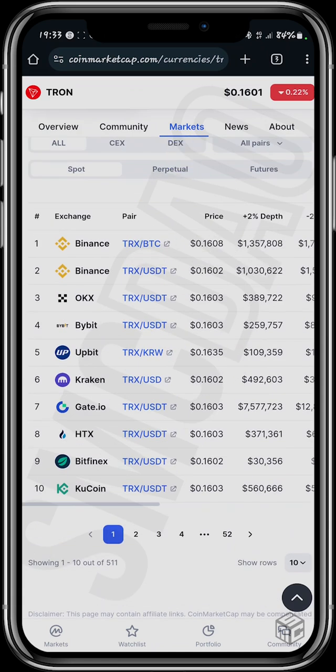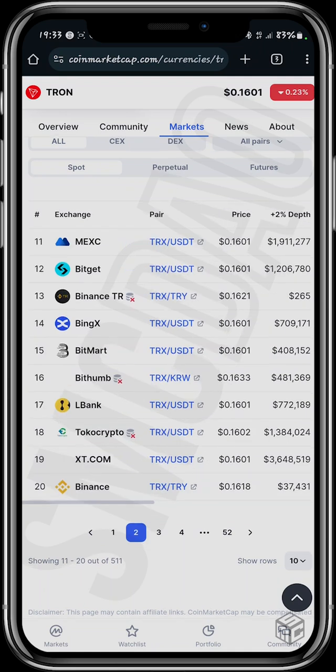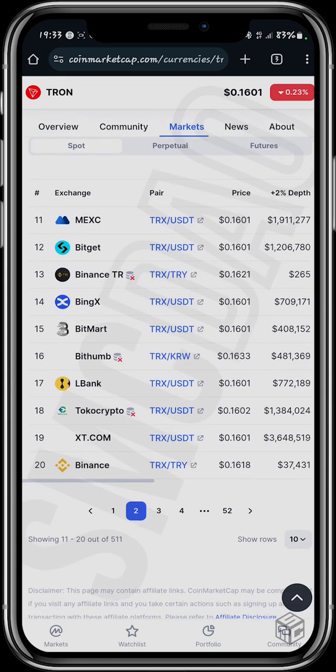Tron is listed. Now if you look at the price of Tron on Binance, it is 0.1602. And then if you check the price on KuCoin, it is 0.1603. Even though the difference is small, it is still an opportunity that you can profit from. Let's look at the second page. If you find that the prices on the exchanges on the first page are not very different, you can check the second page for more price variations that you can actually profit from.